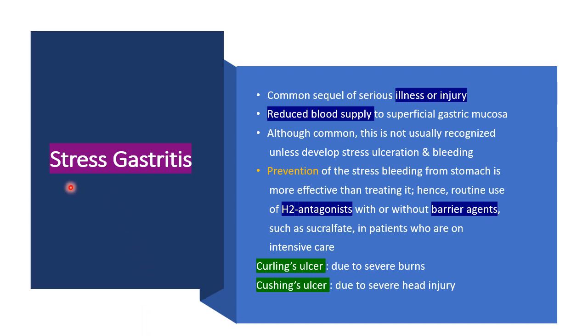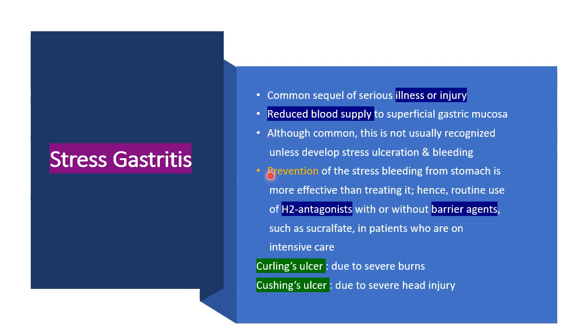The next type is known as gastric stress gastritis, due to stress. This is a common sequela of some form of serious illness or injury to the patient. In such conditions, there is reduced blood supply and relative ischemia to the gastric mucosa, which causes superficial ulcers to form, known as erosions. Although it is quite common, it is usually not recognized unless it develops severe stress ulceration which results in bleeding.